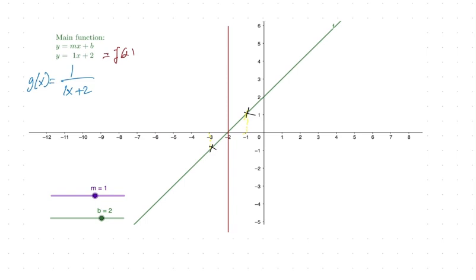So I can directly now see that my function is actually passing through this branch.